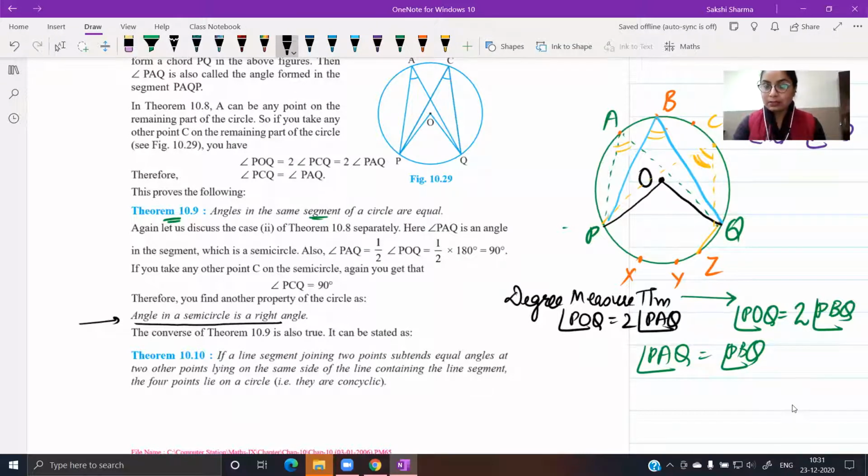If you consider the theorem that you just did, you need to take the angles on the same side, not on the opposite sides. PBQ is on the major segment or the major arc. PYQ is on the minor arc. They will not be equal. The angles at points A, B, and C will be equal because those are on the major arc. If you take the other side, the angles subtended at X, Y, and Z will be equal separately.